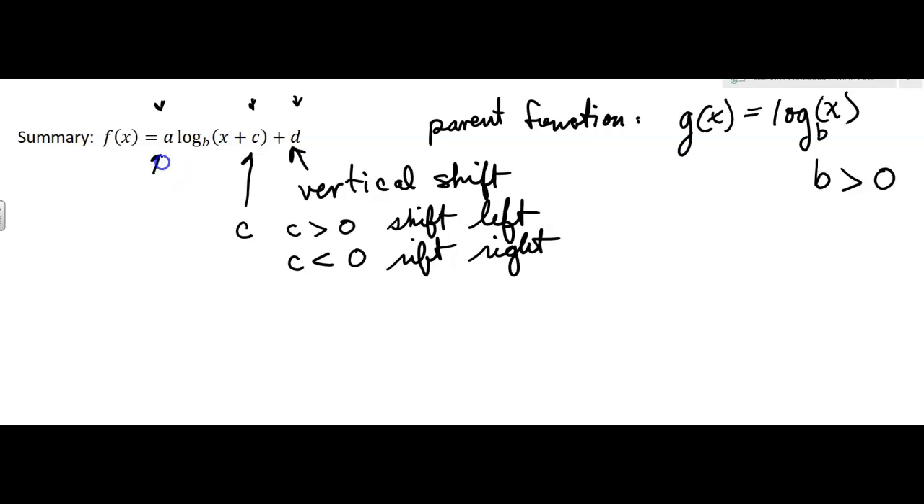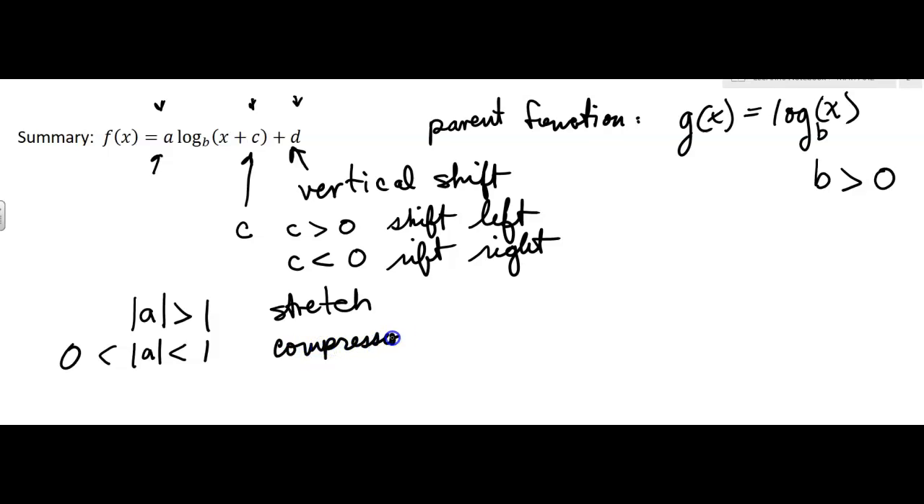Okay, now what about A? What does A do? Well, if the absolute value of A is greater than 1, then it's going to be a stretch. And if the absolute value of A is between 1 and 0, then it's going to be a compression. And whatever A is, if it's less than 0, meaning it's negative, so not the absolute value, but just A, then it's going to reflect about the x-axis.